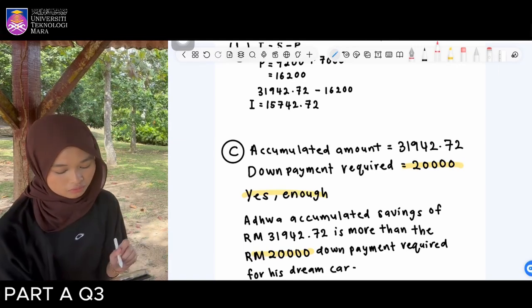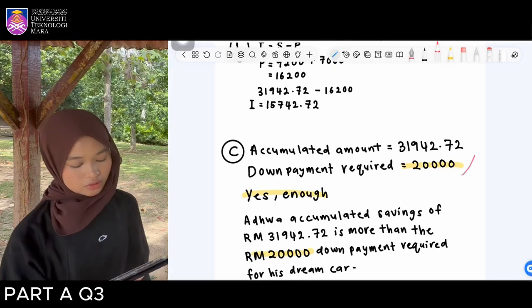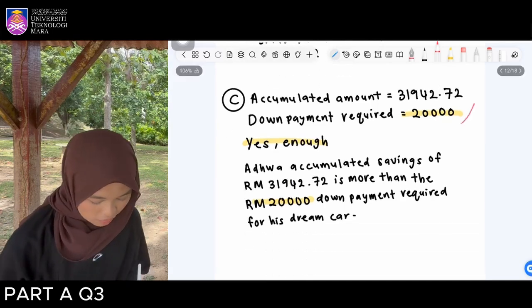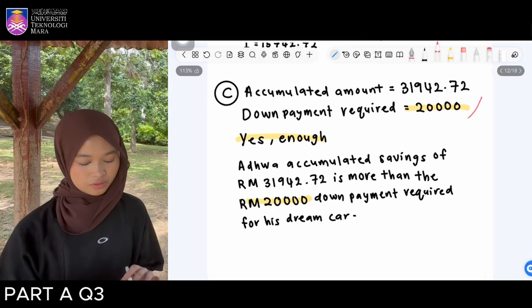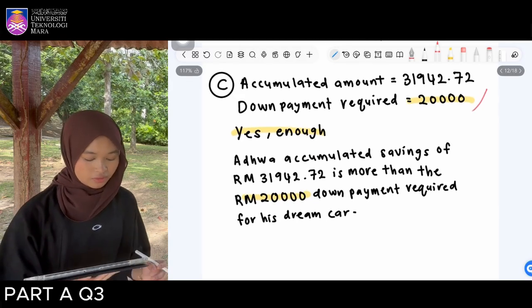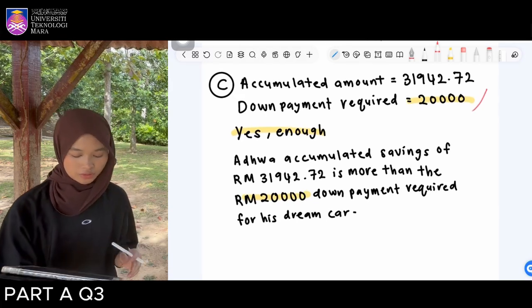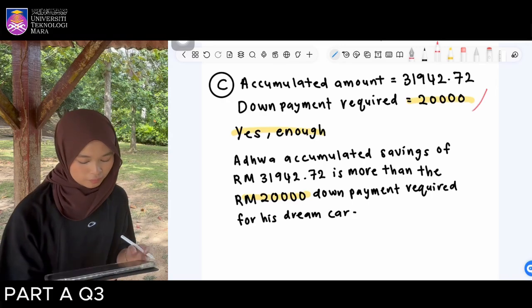For question C, the accumulated amount at age 25 is 31,942.72. The down payment required is 20,000. So yes, it is enough for Adwa. Adwa's accumulated savings of RM 31,942.72 is more than the RM 20,000 payment required for his student. So that's all. Thank you.